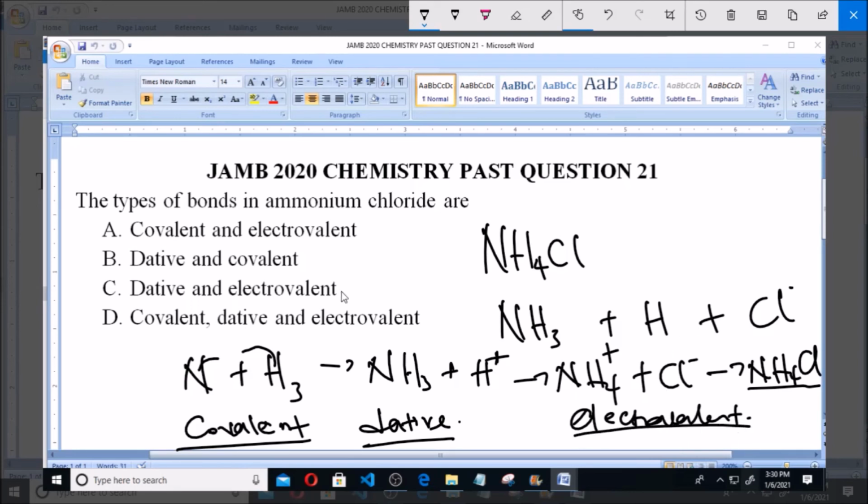So therefore there are 3 types of bond in ammonium chloride: the covalent, additive, and electrovalent, which is option D.